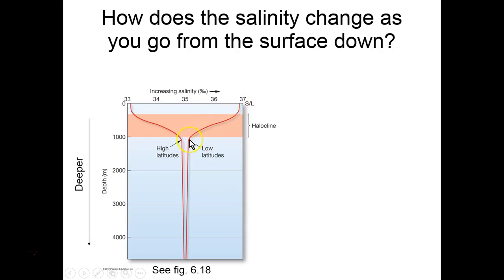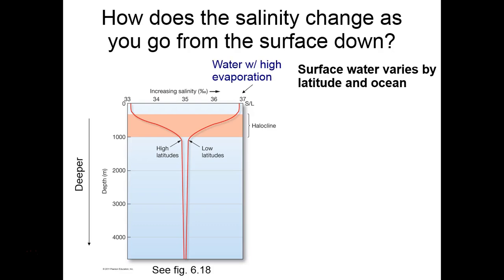And you can already see that once you get down below the surface, the salinity gets pretty similar. It's surrounding 35, which is, again, the average salinity of the ocean. So the surface water varies by latitude and by ocean. The line on the right there represents water that has a high amount of evaporation, which would lead to a high salinity level.